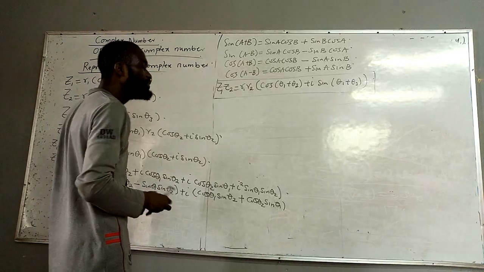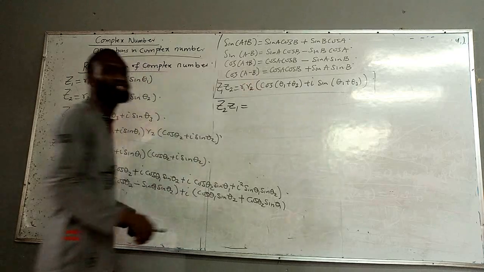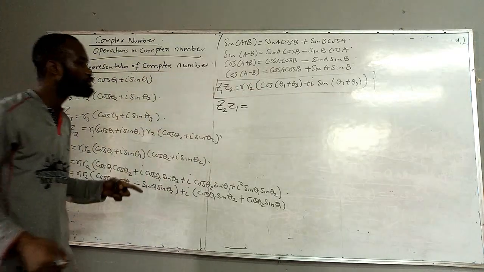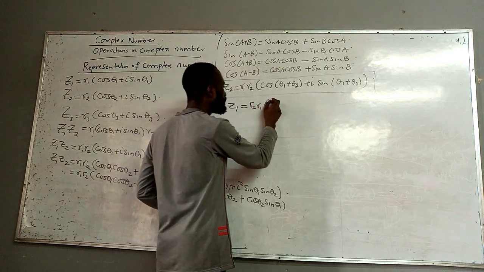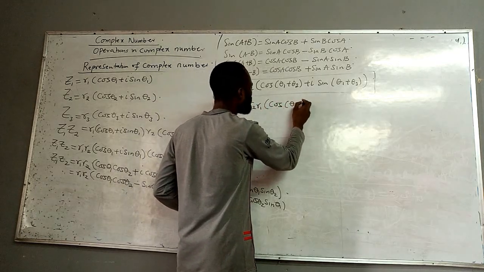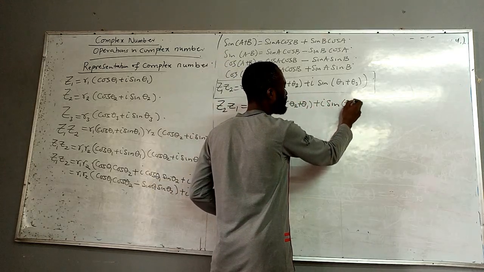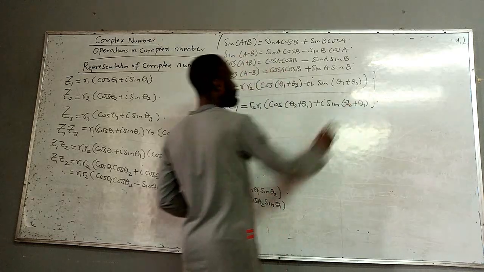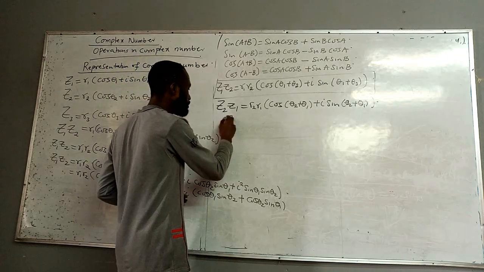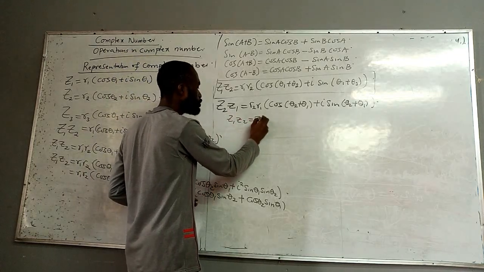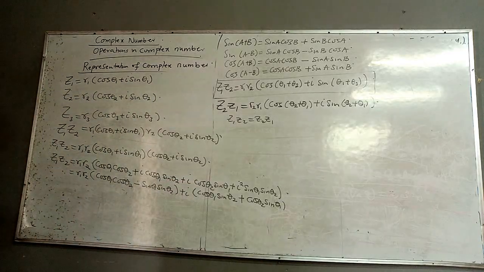Now, even from here, if I multiply z2 by z1, it's going to give me the same thing: r2 r1, which is still cos(theta 2 plus theta 1) plus I sin(theta 2 plus theta 1), which is still the same thing. From here, I see that z1 z2 equals z2 z1, which is the property that I gave you the other time.